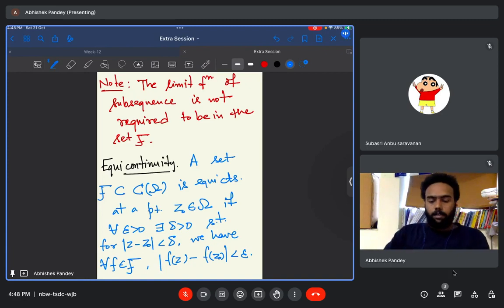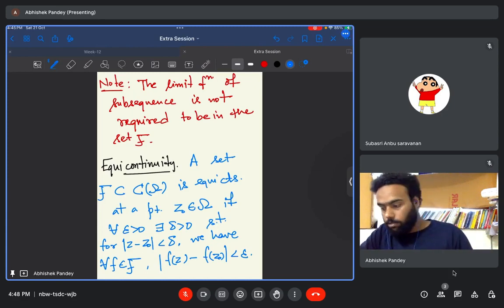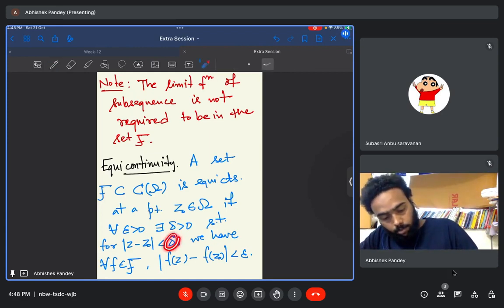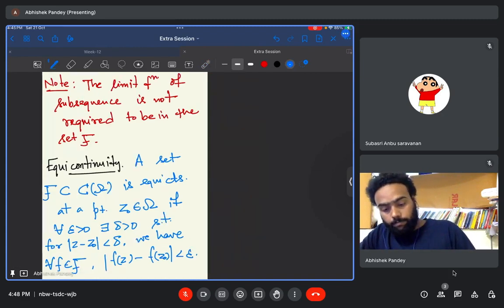So we say that a family F is equicontinuous at a point z0 if we have this thing. Observe that here this delta depends only upon this epsilon. It doesn't depend upon the function in this family. So this same delta will hold for all f. So we say equicontinuous at a point. Also we say this as pointwise equicontinuous.